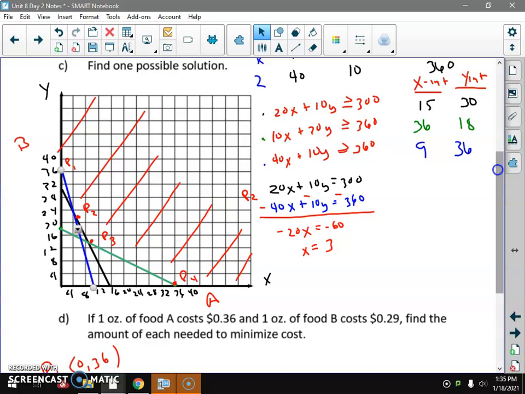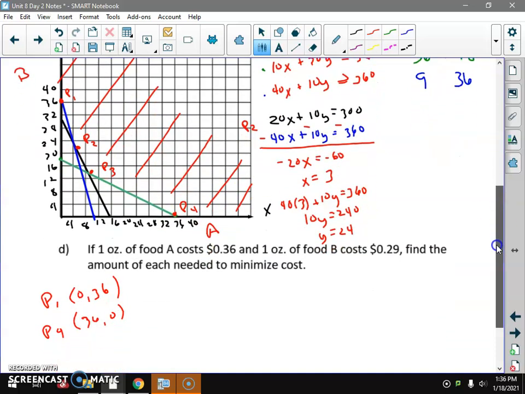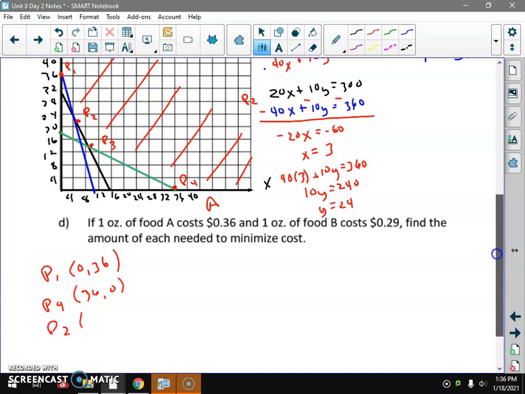Let's plug it into one of these equations. 40 times 3 plus 10y equals 360. Subtract 120. 10y equals 240. y equals 24. And again, let's take a look at that point. Could x be about 3? Could y be about 24? Sure. I'm going to put that down here as P2. 3, 24. And let's find P3.